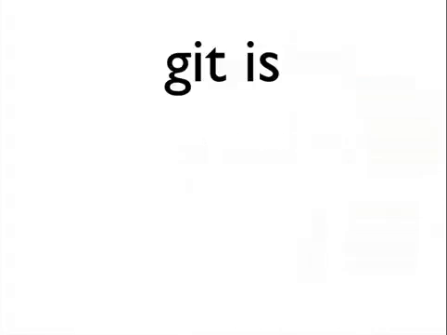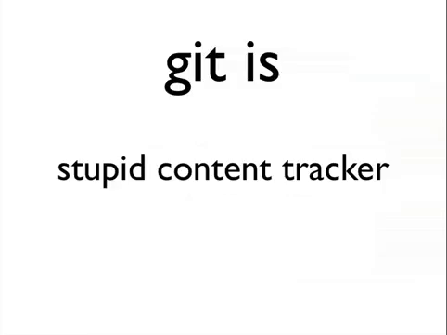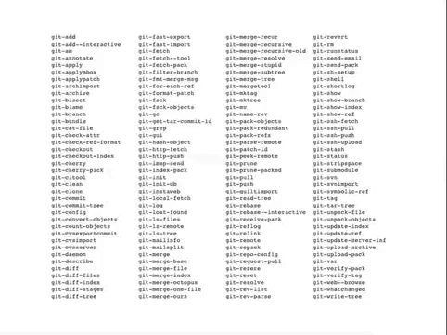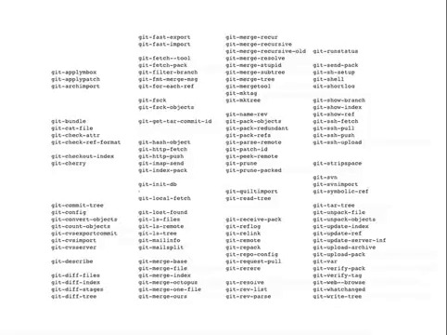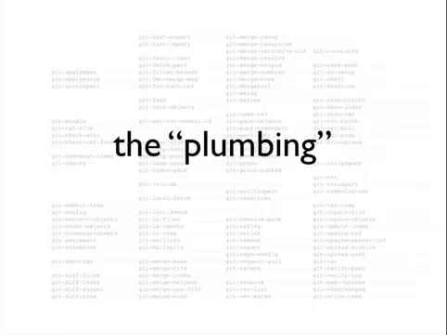So, what is Git? Git is a directory content management system, a tree history storage system, a stupid content tracker, and by that I mean it tracks content simply, and it's a toolkit. This is Git. There's about 150 commands that get installed with Git, but don't worry too much about that because these ones are generally not used by you on the command line. This is referred to as the plumbing. The vast majority of the commands that come with Git are meant to be used via other commands, not directly on the command line. You can use them.